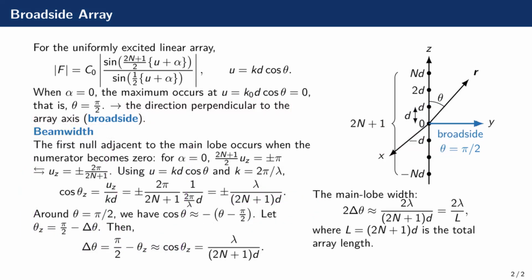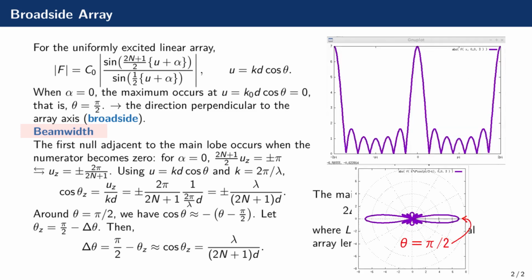Next, let us think about the width of the main lobe. We already know that the maximum occurs at theta equals pi over 2, but we would now like to know how wide the main lobe is. In other words, we want to know where the array factor decreases from its maximum value and first becomes 0. The width of the main lobe is called beamwidth. The point next to u equals 0, where the array factor becomes 0, can be used to define the beamwidth.